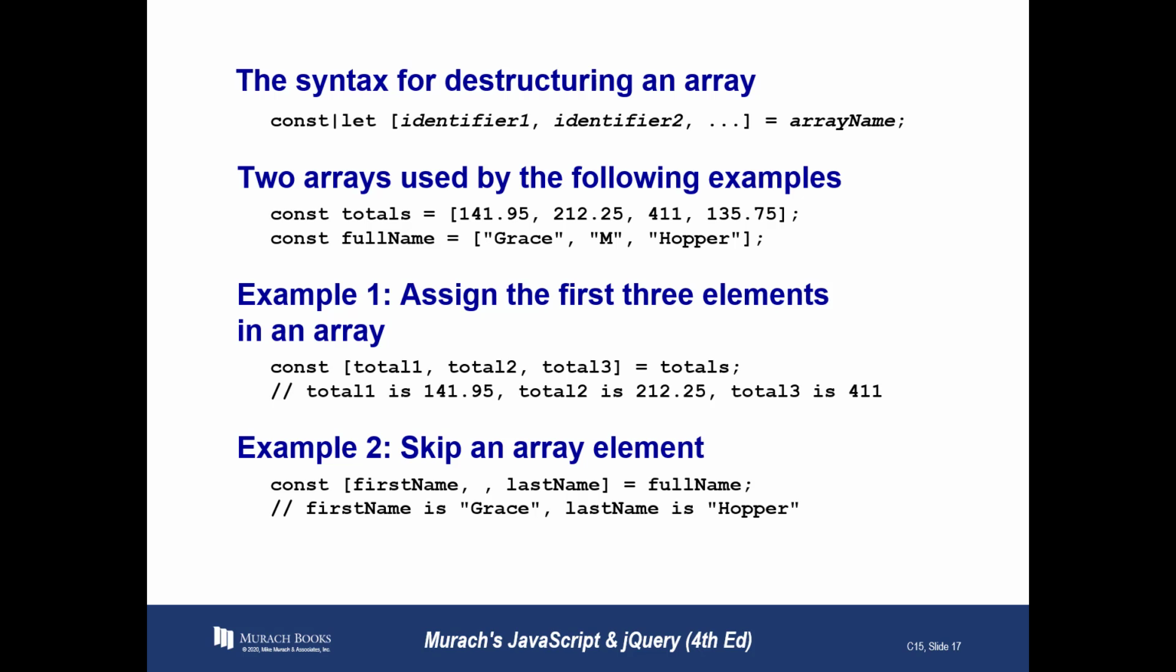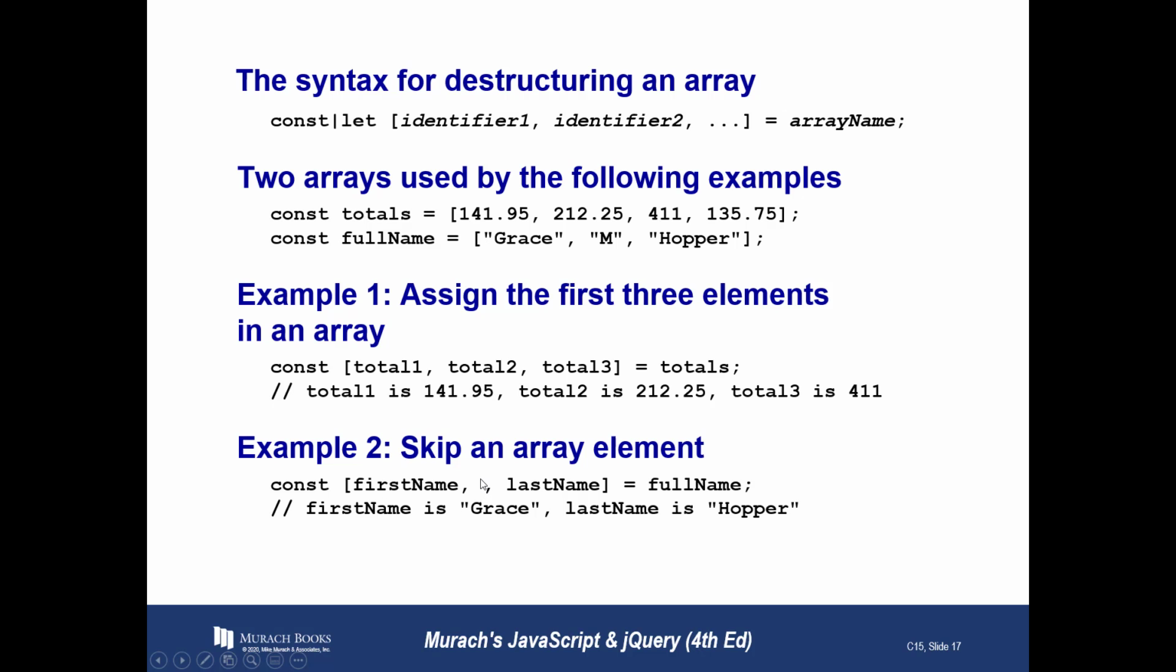All right, destructuring an array. It says 2 arrays used by the following example. So we've got 2 arrays, one called totals with 4 numbers, one called full name with 3 strings. Assign the first 3 array elements in the array. So you're saying const total1, total2, total3. So total1 will now be the first element, the second element, the third element, and the fourth element will be set second, third, and fourth.